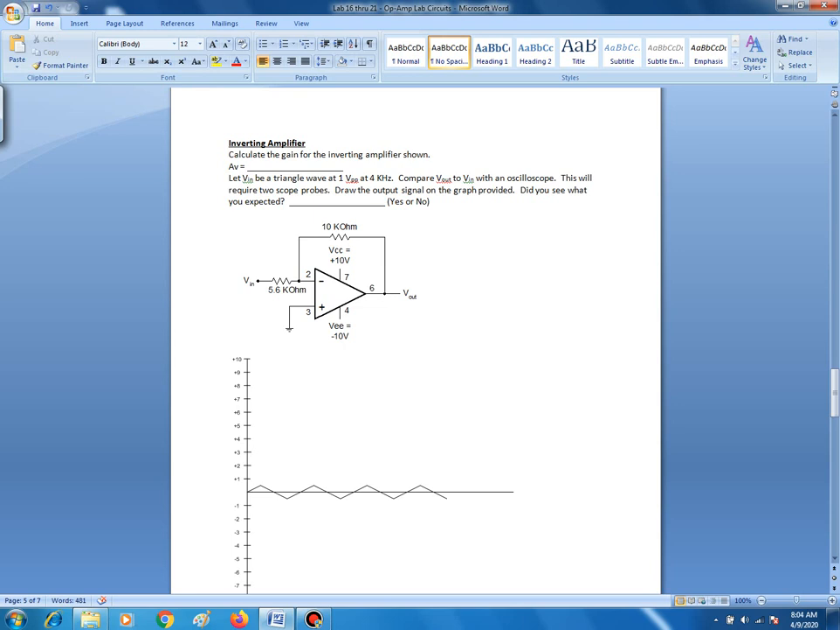The next amplifier to look at is the inverting amplifier. We're asked to figure out the gain for the circuit shown, and let Vin be a triangle wave with 1 volt peak to peak at 4 kilohertz, and compare Vout to Vin with an oscilloscope, which will require 2 scope probes. We're asked to draw the output signal on the graph provided. So let's do this.